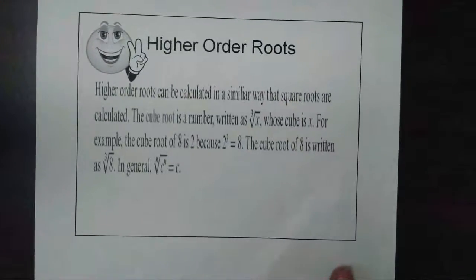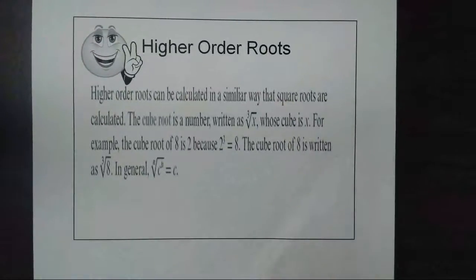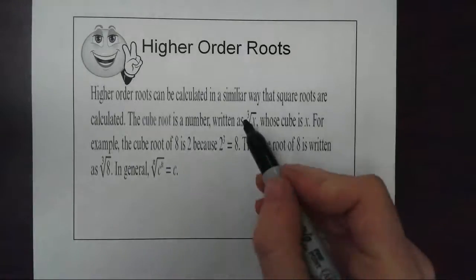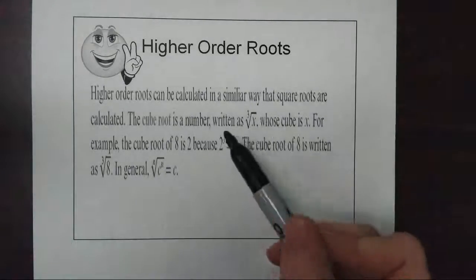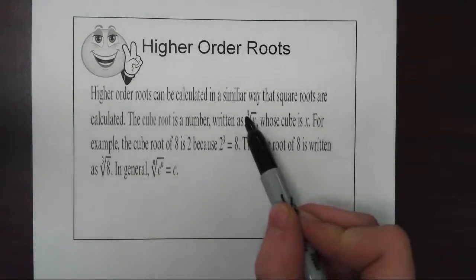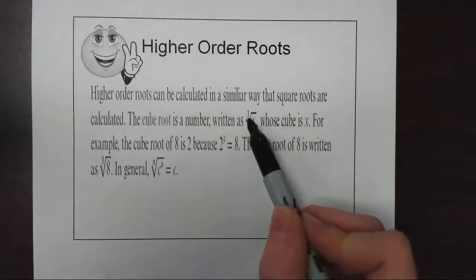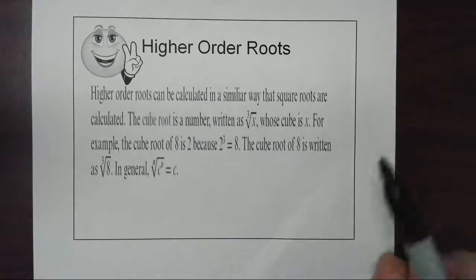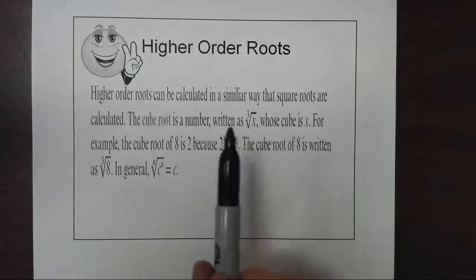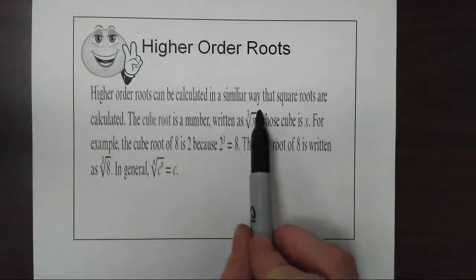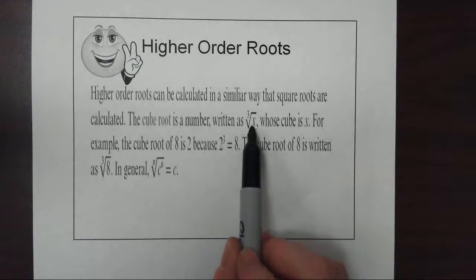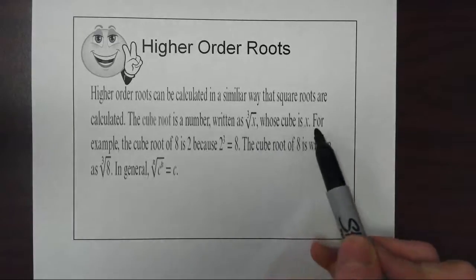Not only can we take square roots, but we can take higher order roots, and they're calculated in a similar way. So if we were to take the cubed root of a number, for example, we write a little 3 in this hook in the radical. So whatever number is here, that's the root that we're taking. When there's no number there, there's an understood 2 because we're taking the square root. Here, we're looking for the cubed root of x, or the number that we can cube to get x.